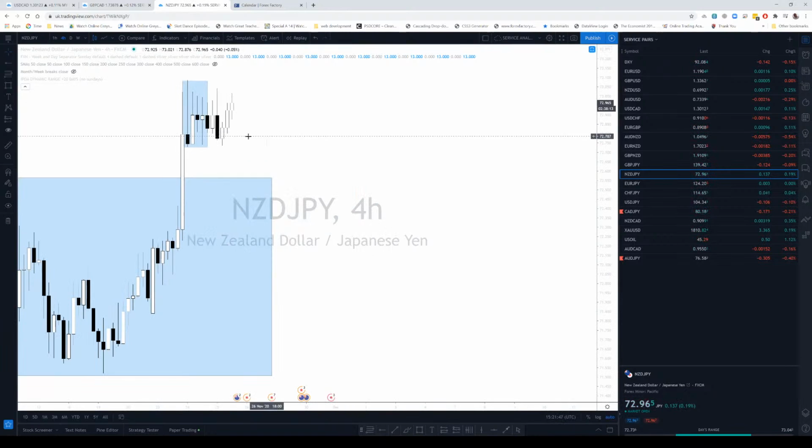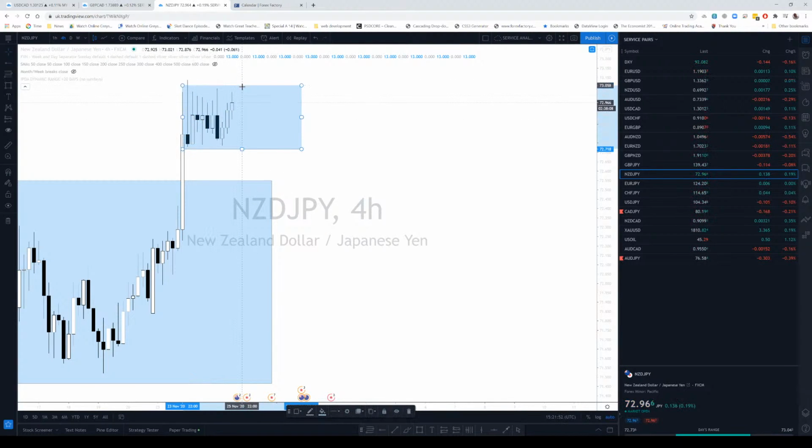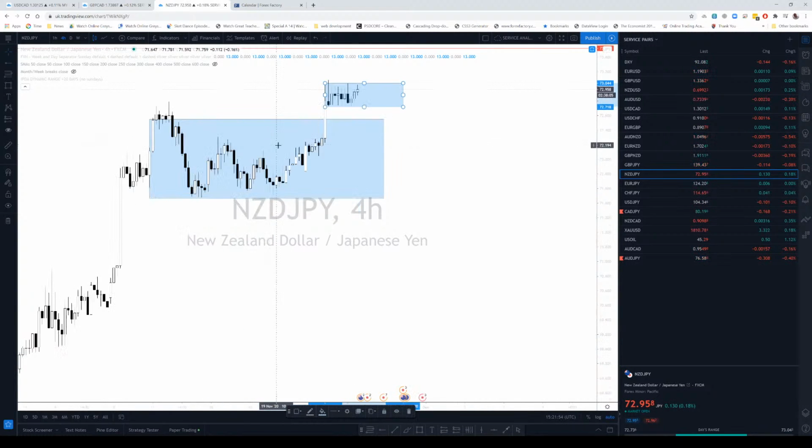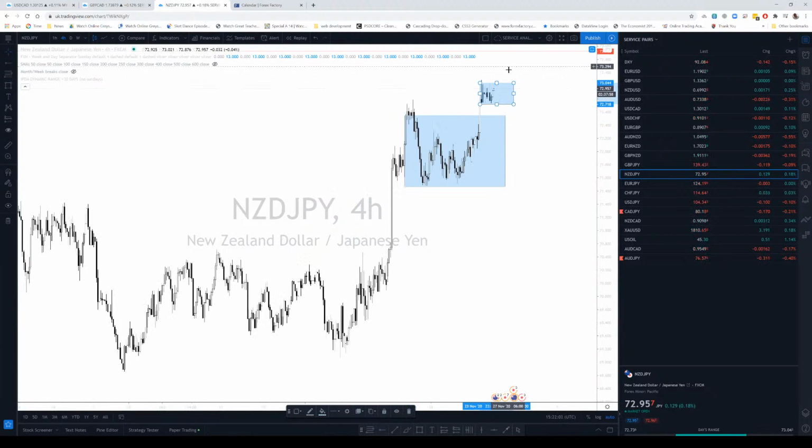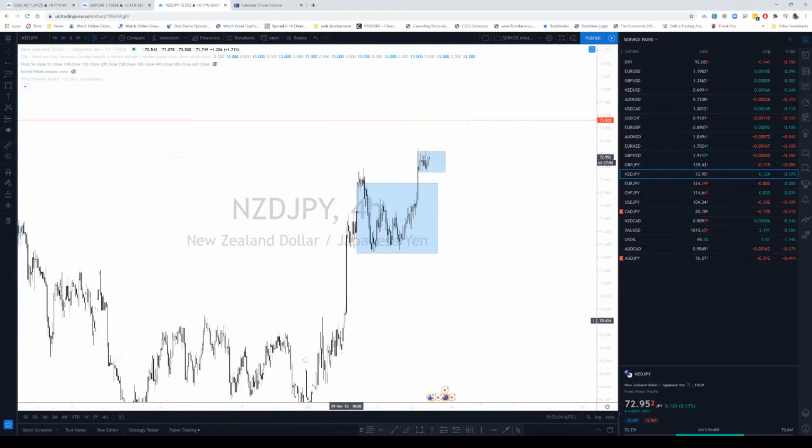Honestly, I feel like NZD is going to explode. I don't know, it feels like it because they're going sideways. Okay, if this is consolidation, rally, consolidation, I feel like it's going to rally. Yeah, that pair is heavily manipulated.